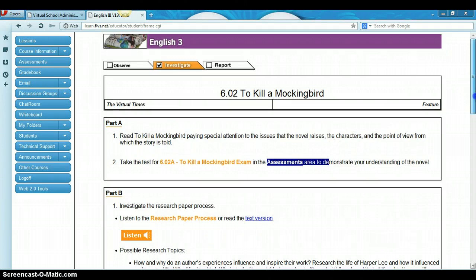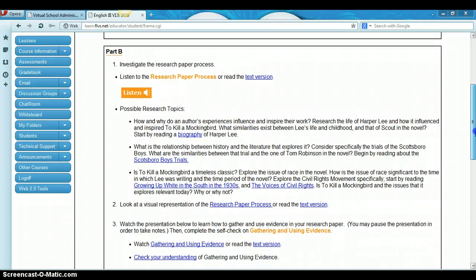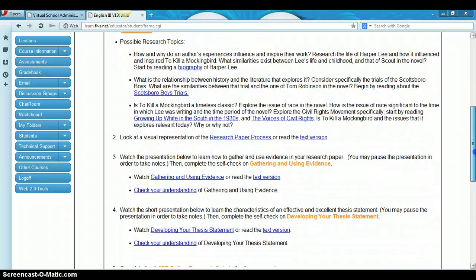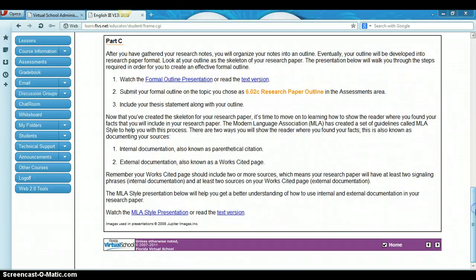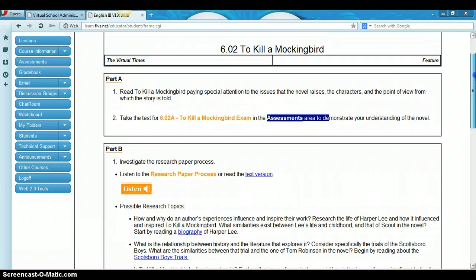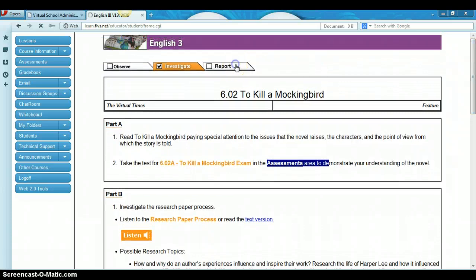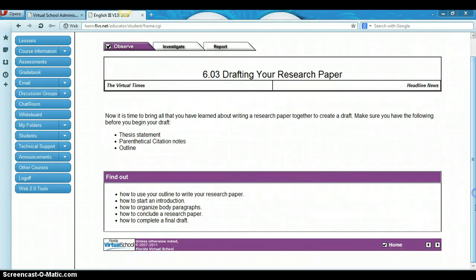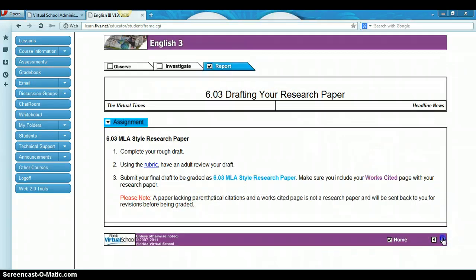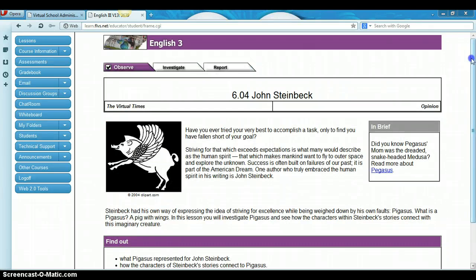And then the rest of this is your research paper. Now don't put that research paper off. Please don't skip it. It's only a 5-paragraph essay including some research quotes and citations, and I have that video on the announcements page to help you, so make sure you take a look at that. Alright, so remember that 602A is the To Kill a Mockingbird exam, and then the research preparation, the research paper, which you will turn in when you're ready, and then we're going to go ahead and go to 604.